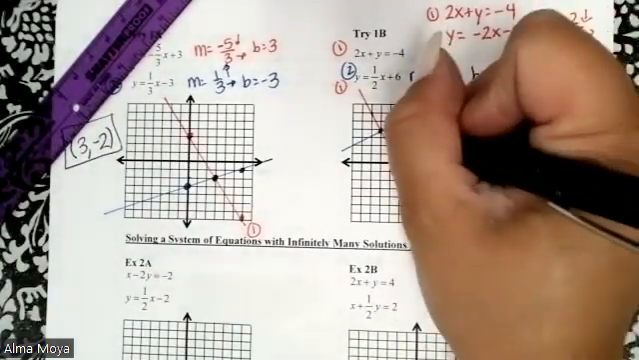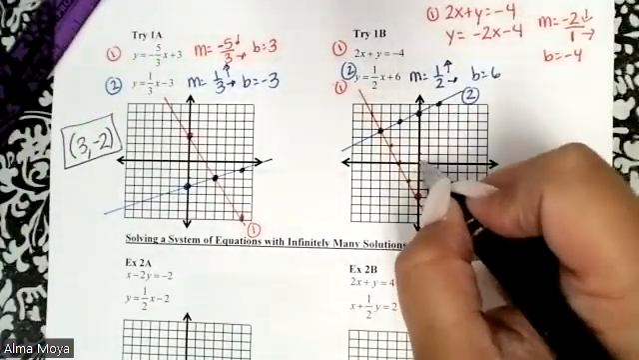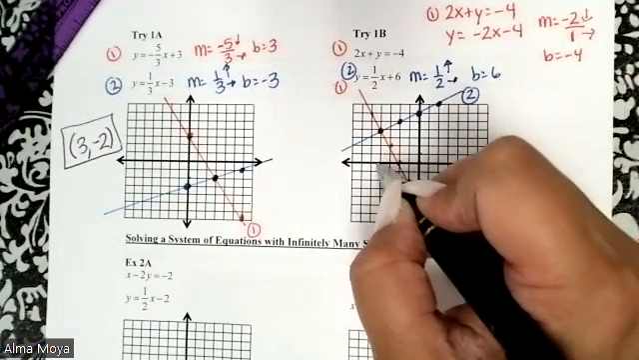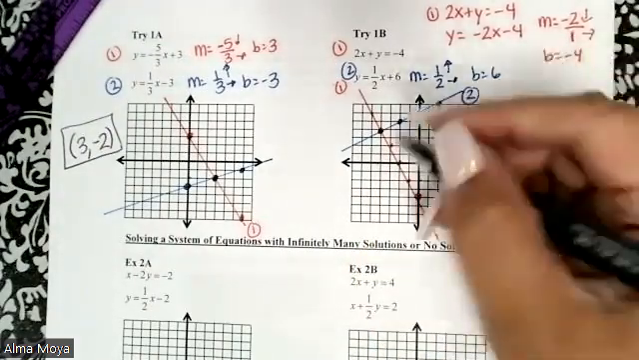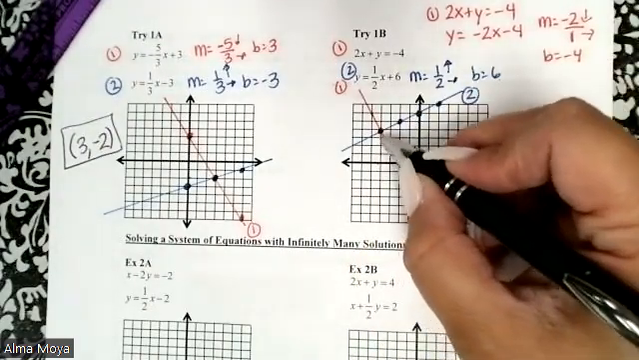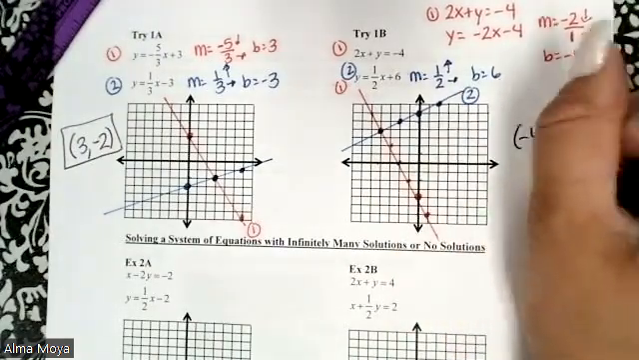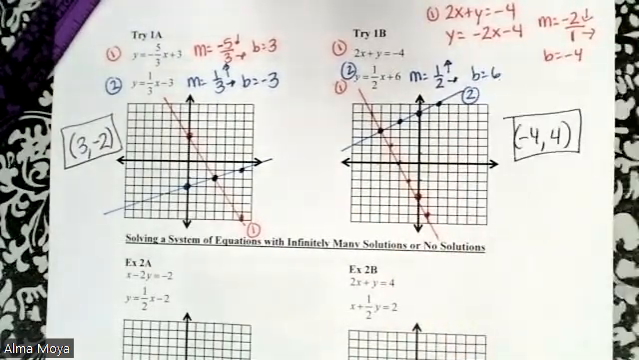And there's my point of intersection right there. That is x is -1, -2, -3, -4, and then the y is +1, +2, +3, +4. So I have one solution there.